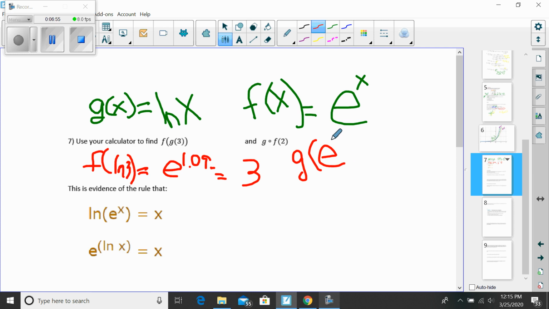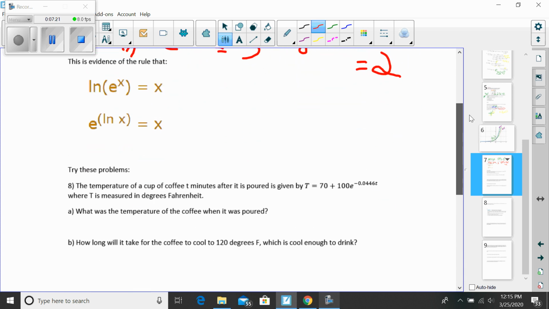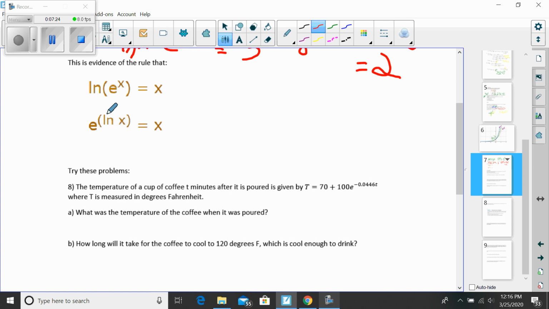g of e squared, so if I find the natural log of e squared, some of you might have put it in your calculator and rounded off, and so maybe as a final answer you didn't get 2, you got like 1.999, but that's because of rounding. If you didn't round anything off, when you put this in, you get the same result out. So this is giving us evidence for this rule, that the natural log of e to the x is x, or if I raise e to the natural log of x, it's just x.